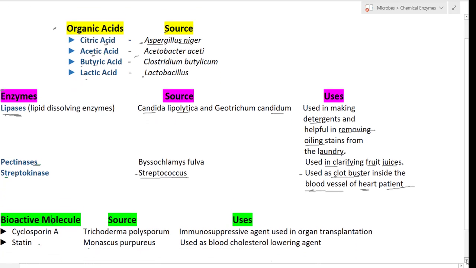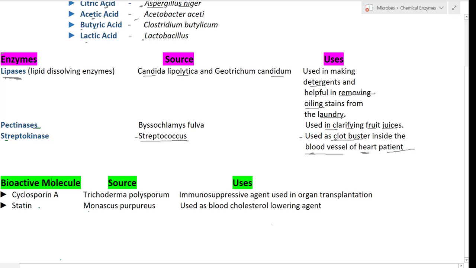Next, we come to the bioactive molecules. Here, this is cyclosporin A. This is a bioactive molecule. We obtain it from Trichoderma polysporum. The microbes from which we get these bioactive molecules are quite important. We have to learn the names of these microbes for our studies. Cyclosporin A we obtain from Trichoderma polysporum, and it's an immunosuppressive agent.